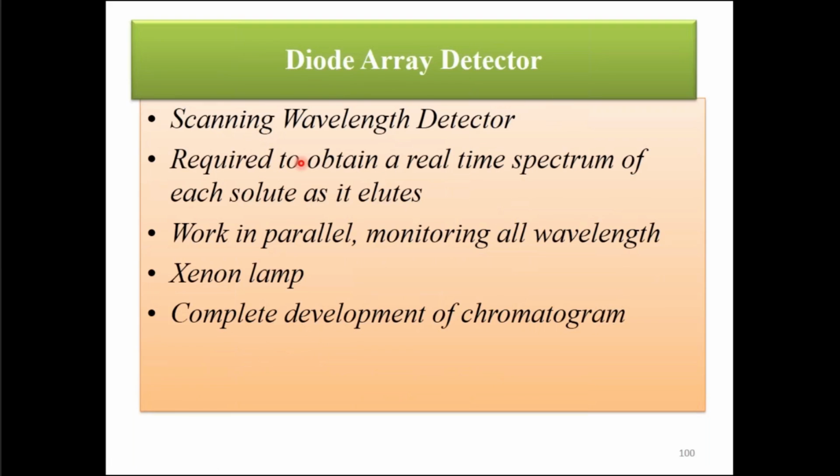Diode array detector, a scanning wavelength detector, is required to obtain a real-time spectrum of each solute as it elutes. It works in parallel, monitoring all wavelengths. So a xenon lamp is used, because it gives wavelengths across the UV visible radiation region of the spectrum. Then complete development of the chromatogram in one injection is possible.